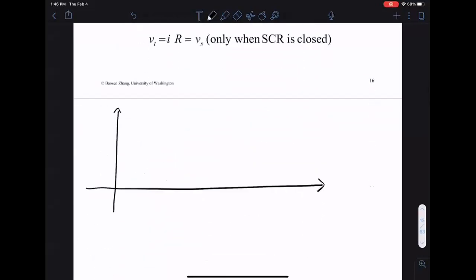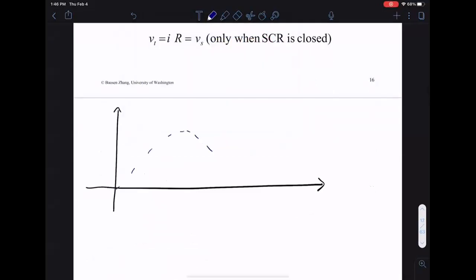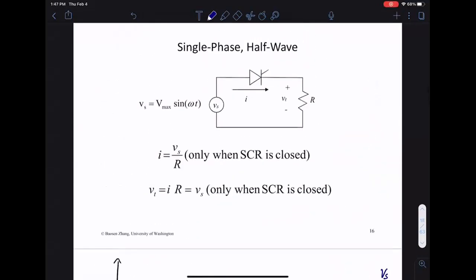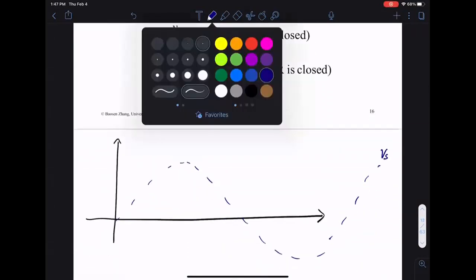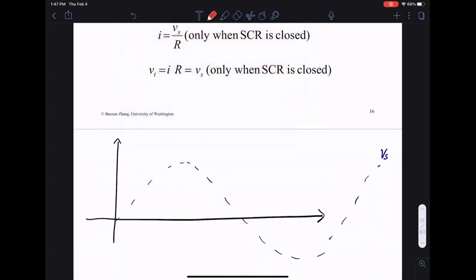So this Vs, I'm going to draw Vs in blue. This curve is Vs. Now look at Vt, which is the voltage I get as the output of the SCR. As we all remember, this is my Vt. I have this kind of curve, where I turn on at alpha. This is my triggering angle.